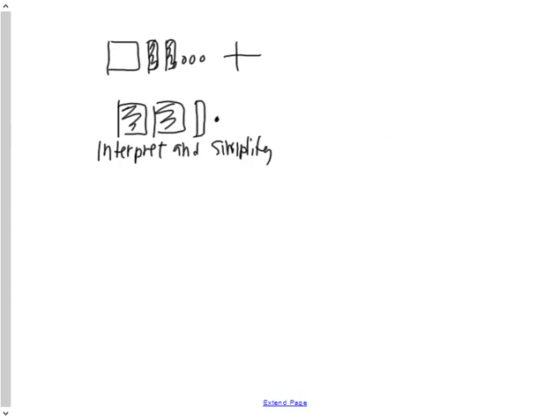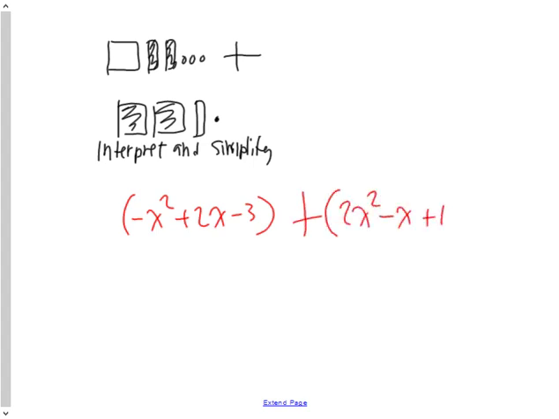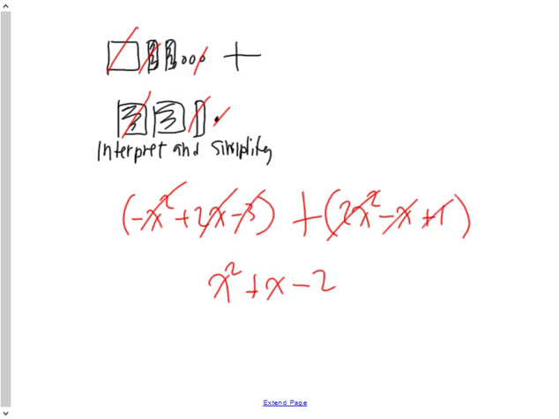Our next question says, interpret and simplify from chapter 5 on adding polynomials. The first polynomial, I'll put in brackets, is negative x squared plus 2x minus 3, plus your second polynomial, which is 2x squared minus x plus 1. If we think simply from a modeling standpoint, those two create an algebraic zero pair, leaving me with an x squared. These two create an algebraic zero pair, leaving me with just a positive x. And these create an integer zero pair, leaving me with negative 2. If I did it here, those two would make x squared, those two would make positive x, and those two would make negative 2.